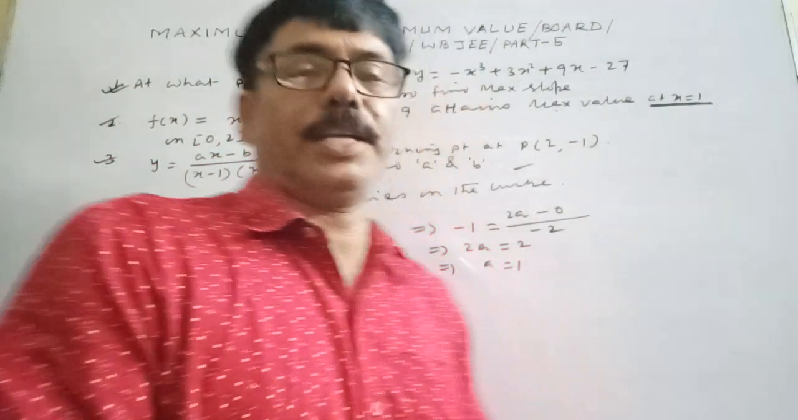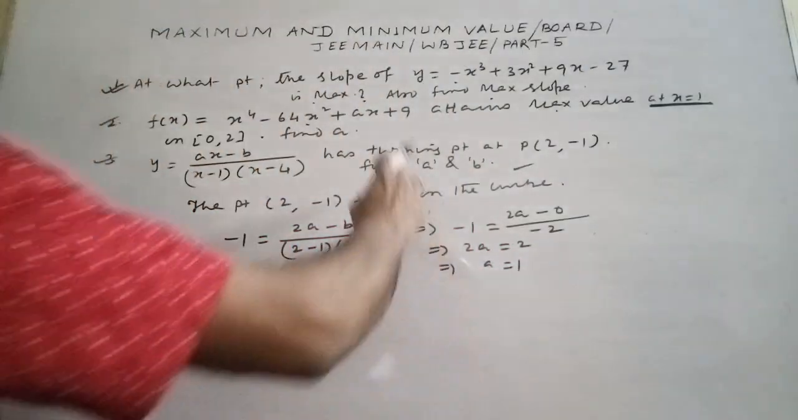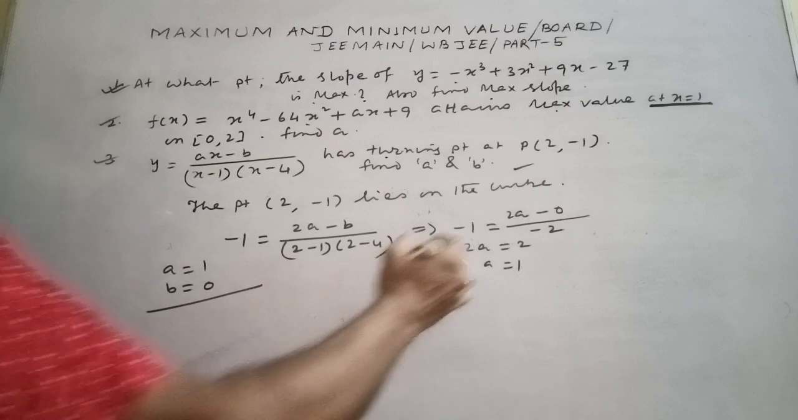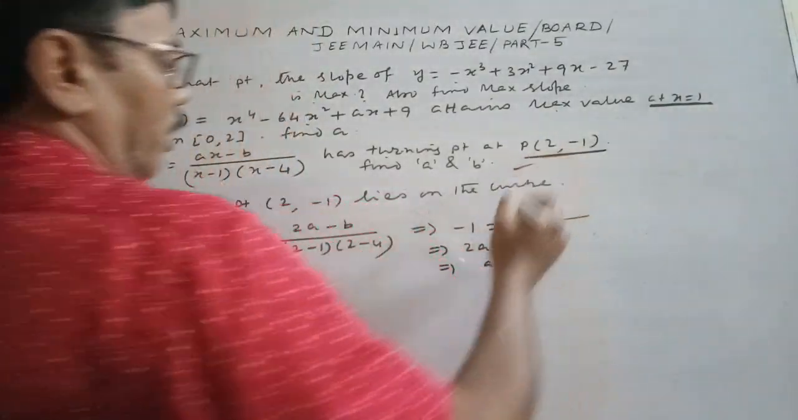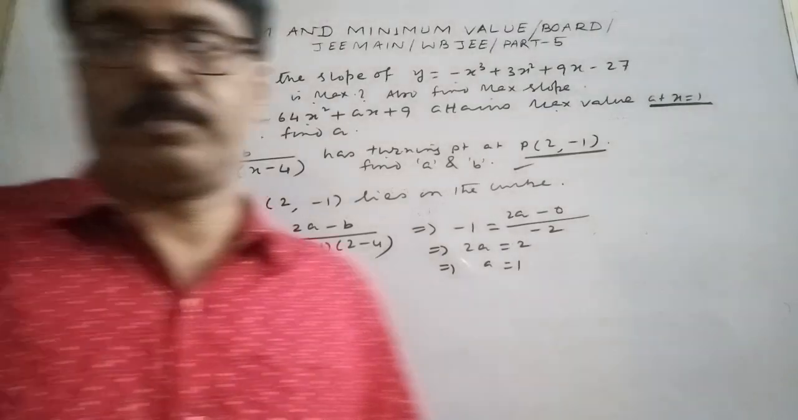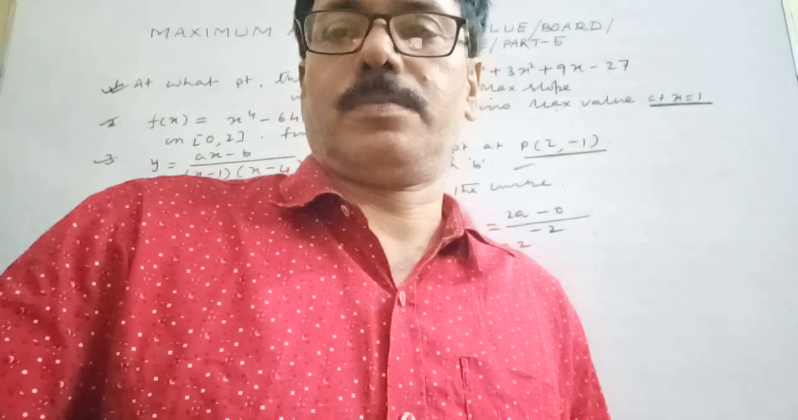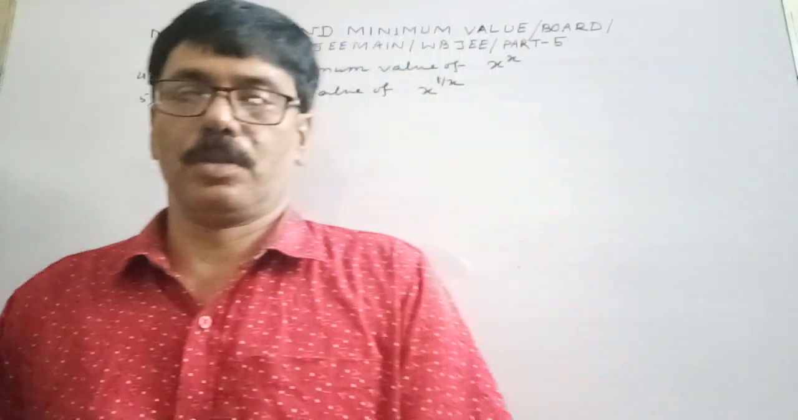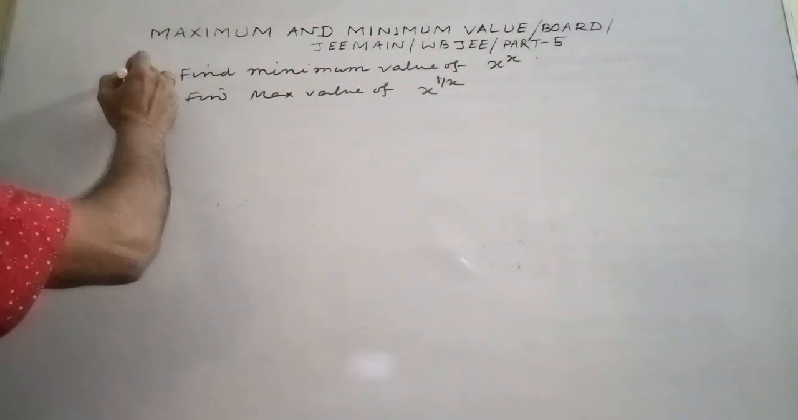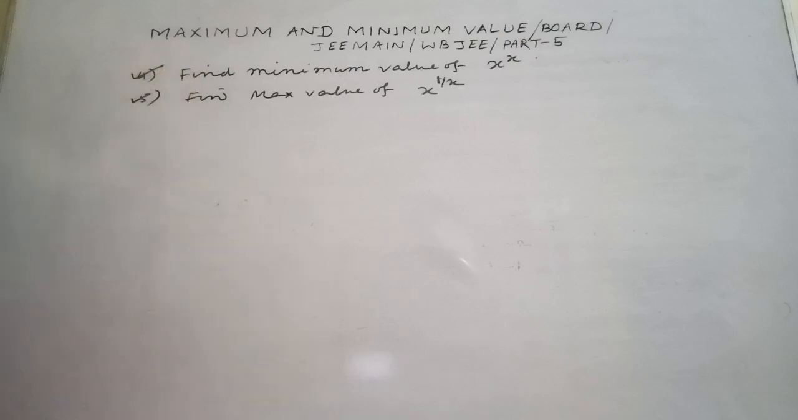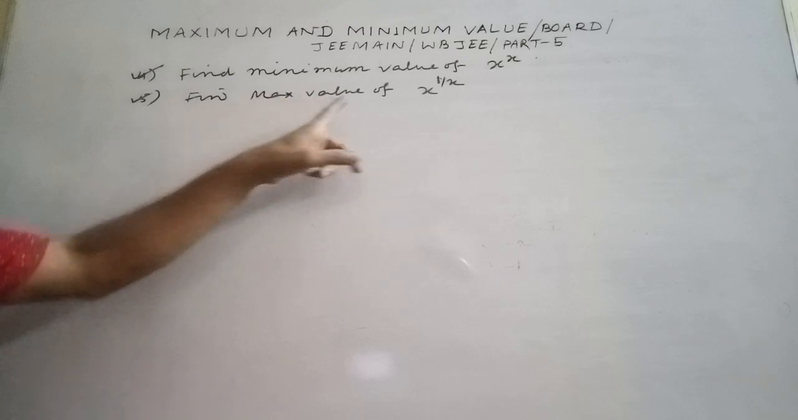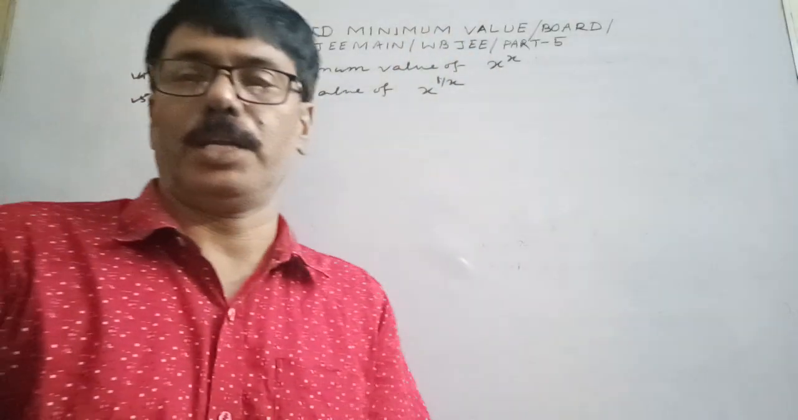So you are getting A and B. Turning point means dy/dx equals 0. And obviously the point P(2,1) lies on the curve. Now we consider two more problems of the same type. Find the minimum value of x to the power x and find the maximum value of x to the power 1 by x.